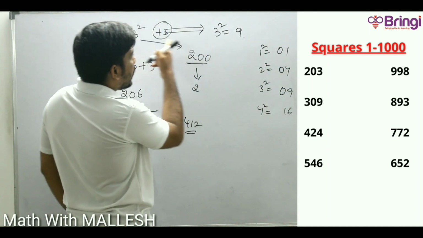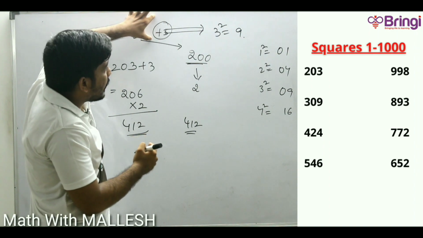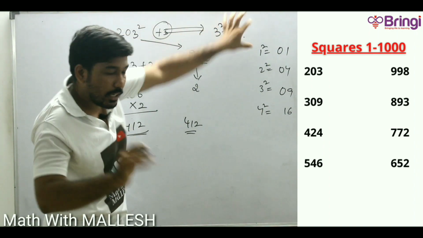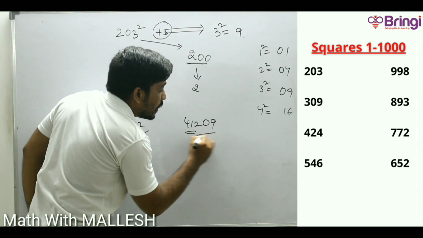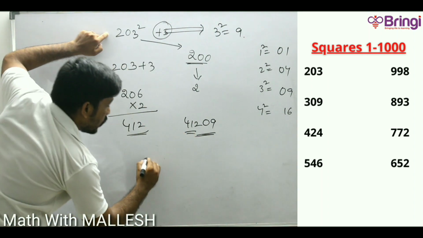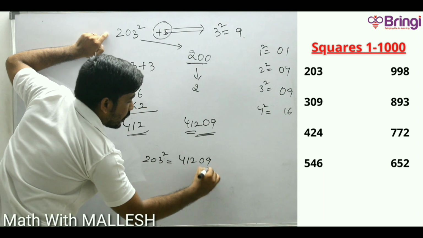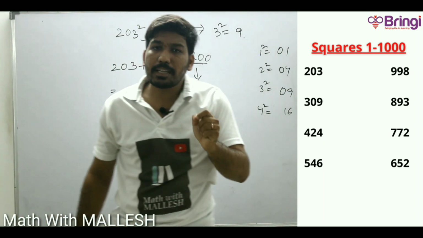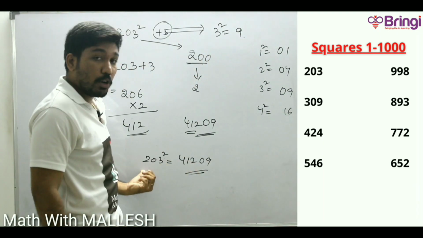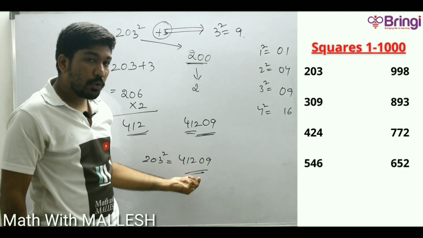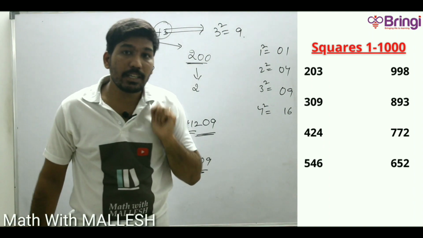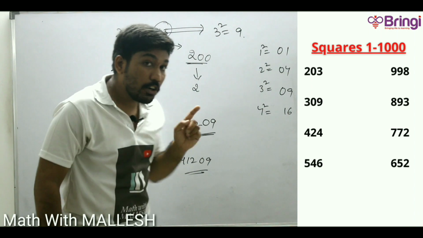So here, the difference is 3, its square is 9, and it's not 9, it's going to be 09. So 203 square is equal to 41209. If you have any doubt, you can open the calculator and find the value of 203 square. Definitely you are going to get 41209. And moving on to the next question, it's going to be 309 square.